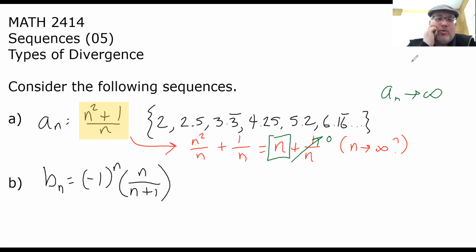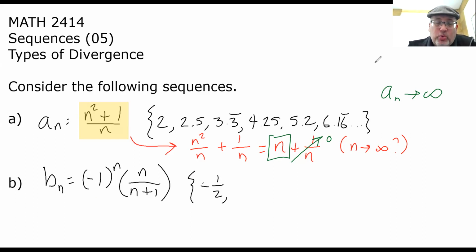Well, let's take a look at the second one, because the second one's a little bit stealthier. And if you notice, it has an alternator, the (-1) to the nth power, which means that as we start putting in progressively larger values of n, the signs will oscillate between positive and negative. So let's see what this sequence is. If we put in 1, we're going to start with (-1) to the first power, which is -1. So our first term will be negative. And if we put 1 into the fraction, we get -1/2.